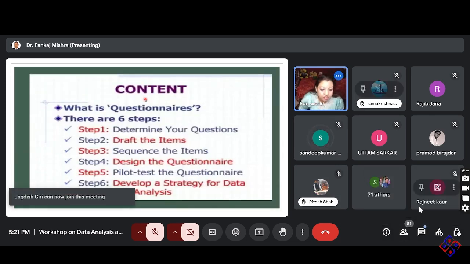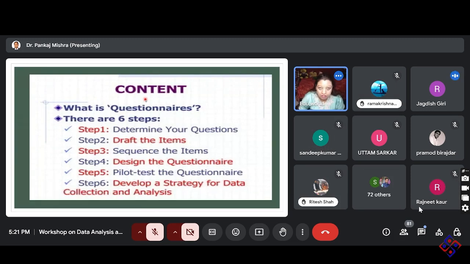Okay, sequencing the item. Sequencing the item is nothing but framing the questions in a logical manner. Whenever we are setting the questionnaire, we have to use the general information first, the following one as the next important, and the third as the third important. Another way also we can.